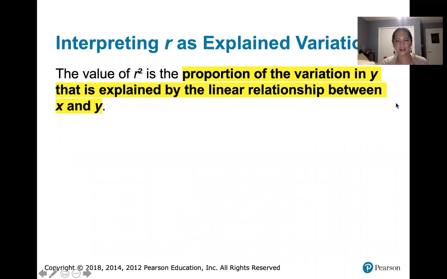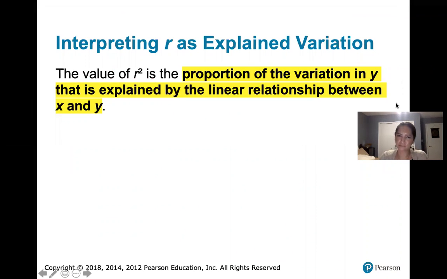And the last thing that I'd like to talk about in this video is how we interpret R. It turns out that the value of R squared is the proportion of the variation in Y, that's how much Y varies from its mean, that is explained by the linear relationship between X and Y. So it's saying how much the variation in Y actually depends on the X value. R squared is that value. That's that proportion of the variation in Y that's explained by the relationship between X and Y.